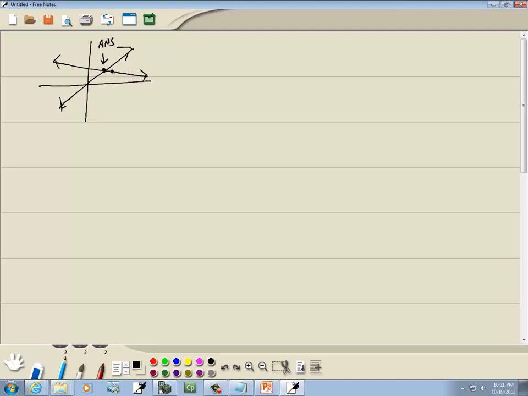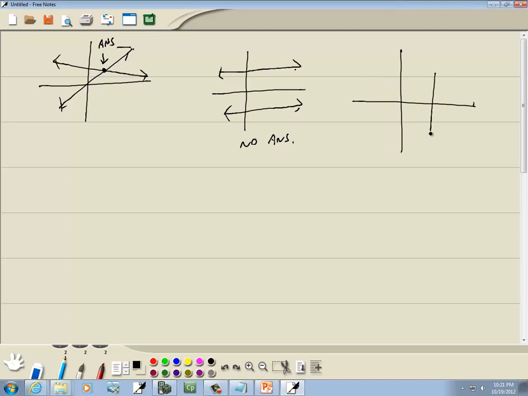So that would be one possibility. We have a single point as our answer. Now I could have one line like this, and I could have one line like this, where there's no answers. There's no solution. And I could have one line like that, and then I could drop the second line right on top of it, in which case it would have infinite solutions. So infinite answers. So those are our three possibilities.